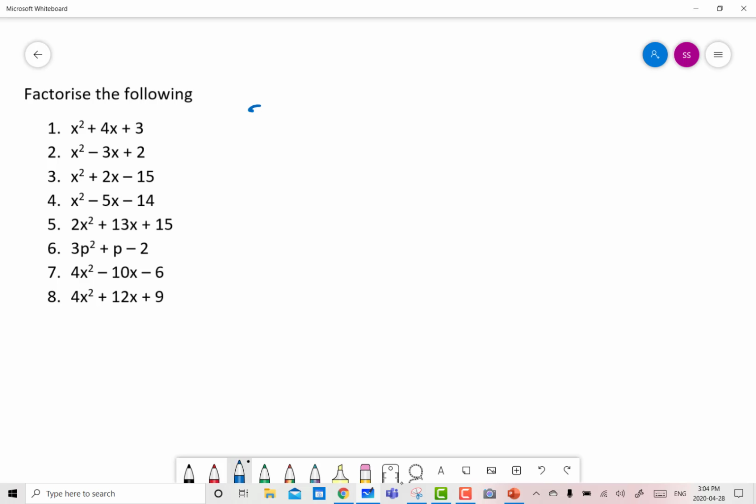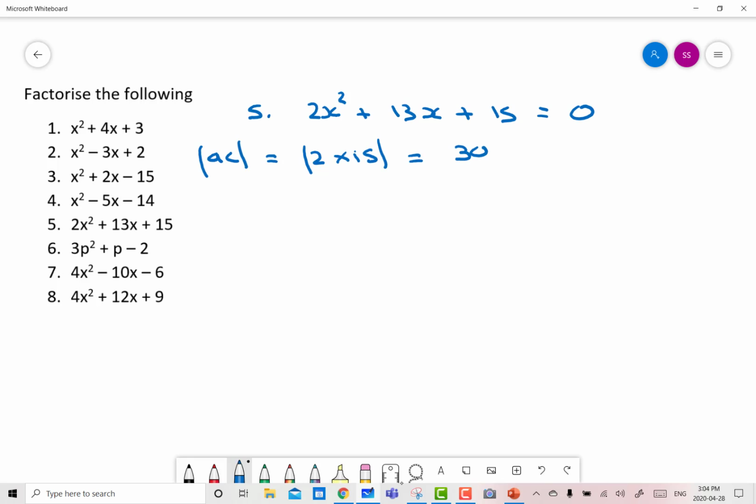So here's question 5. 2x squared plus 13x plus 15 equals 0. Okay then, so factorising this, I want the modulus of AC, which is going to be 2 times 15. And 2 times 15 is equal to 30. So what are the factors of 30? That's 1 and 30, 2 and 15, 3 and 10, 5 and 6. They're all my factors here.